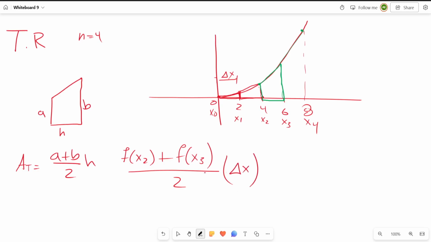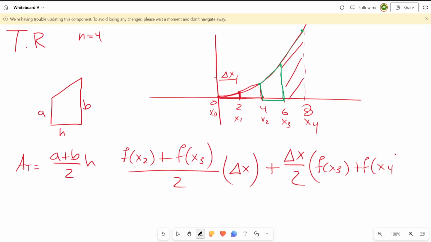Delta x. So this is the area of one single trapezium, and now I will need to combine the areas of all the trapeziums. Okay, so let's take the next trapezium and add it. I will find that this trapezium now is going to be delta x over 2. I'm just going to take this delta x over 2 outside, multiplying f of x3 plus f of x4, right?